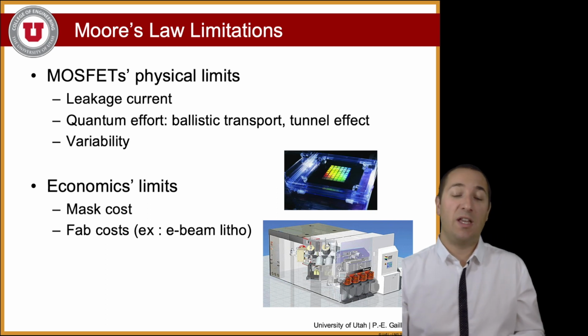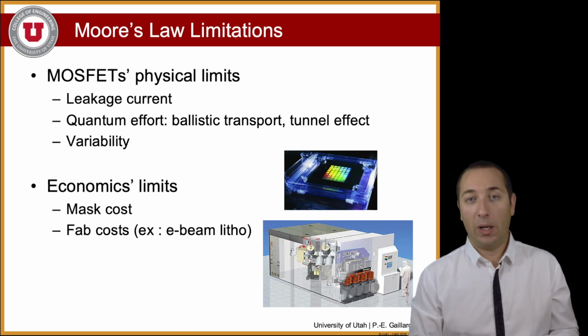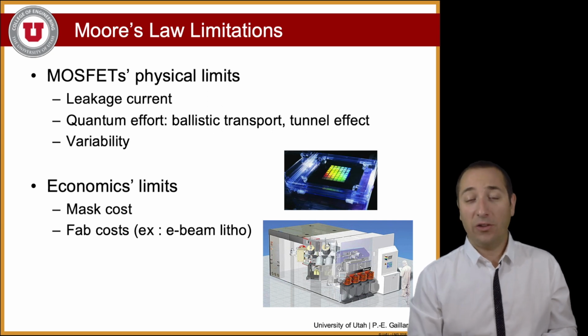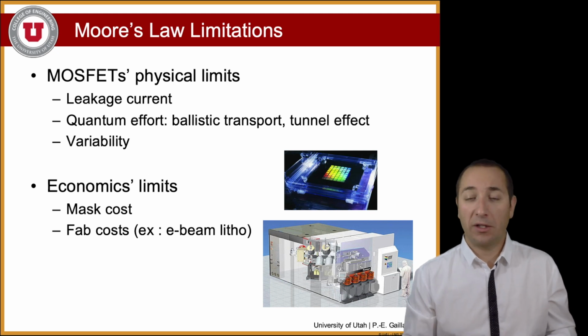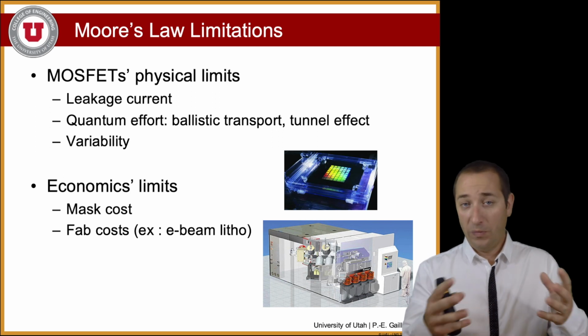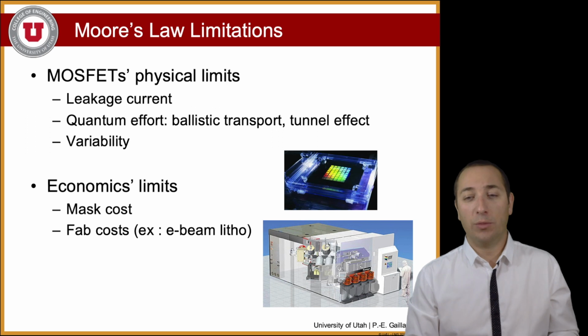Now also, as I said, economic limits. Economic limits coming from mask costs. It costs an enormous amount of money to make a new ASIC design because of the mask fabrication, and the fab cost as well. When a new technology node is created, the manufacturers, the foundries, are creating a new production unit for that, and that costs an enormous amount of money as well.